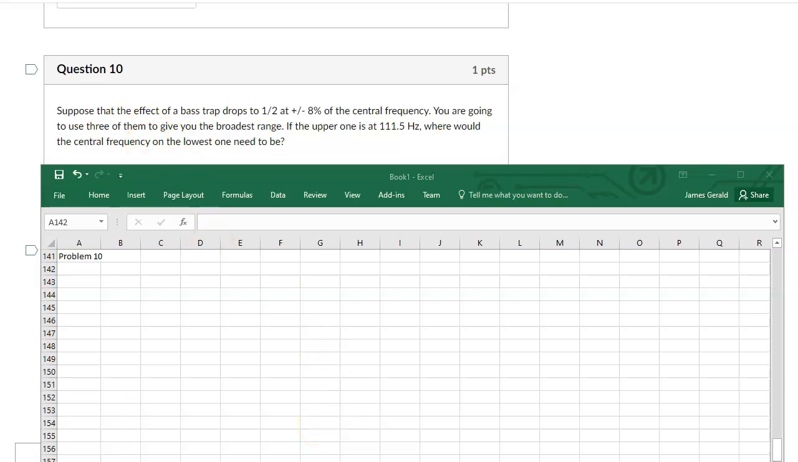All right, in problem 10, I'm trying to make you work for your money, right? I'm giving you 3 base traps. And like problem 9, you start with 1, right? We've got 1 base trap. And we know its central frequency right here. And we know when we reach the halfway mark that we're gone plus or minus, in this case, 8%, right?